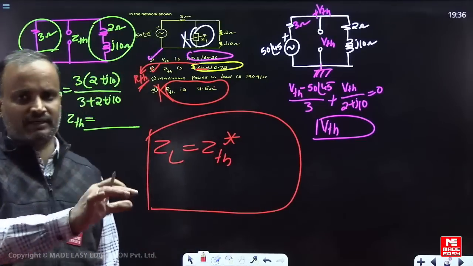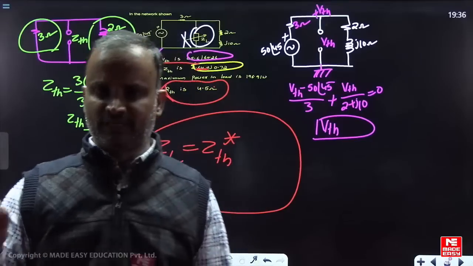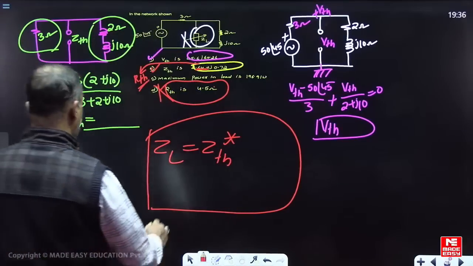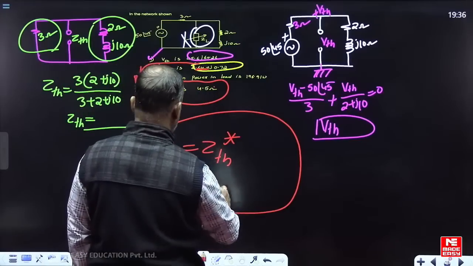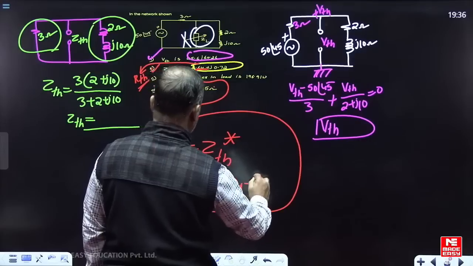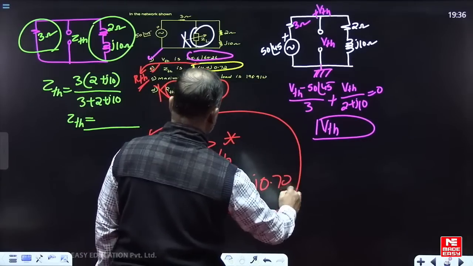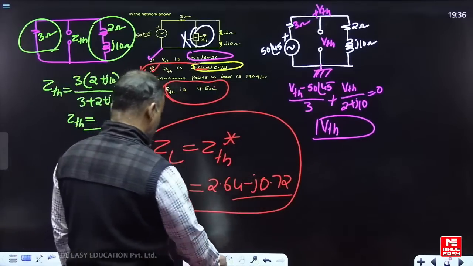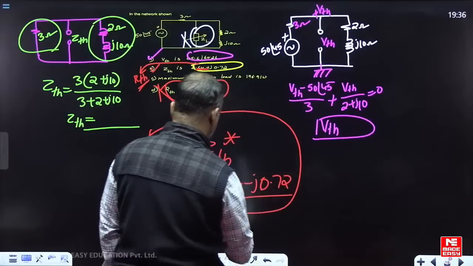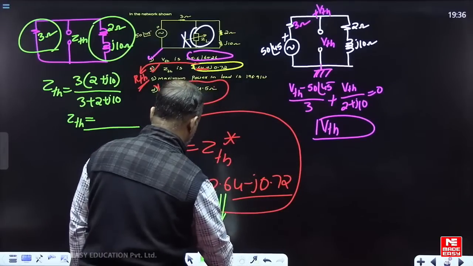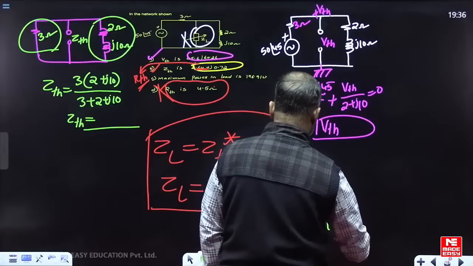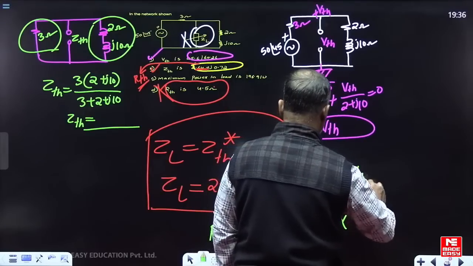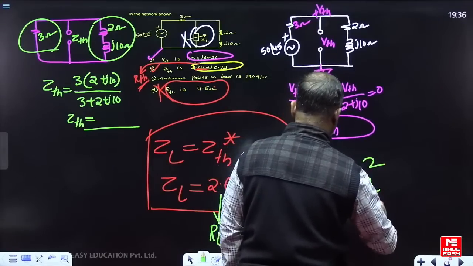In the question they simply indicate that ZL is the only variable, so we go for this condition. That means here we write ZL equal to 2.64 minus j0.72. Now this is the ZL value. In this ZL value, the real value indicates the RL. What is the requirement? Maximum power. For maximum power, the simplified formula is V square by 4 RL.